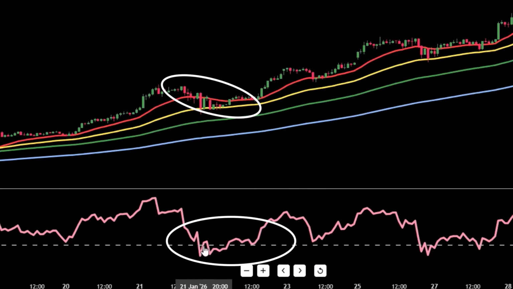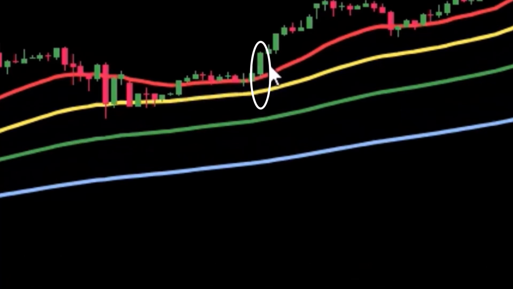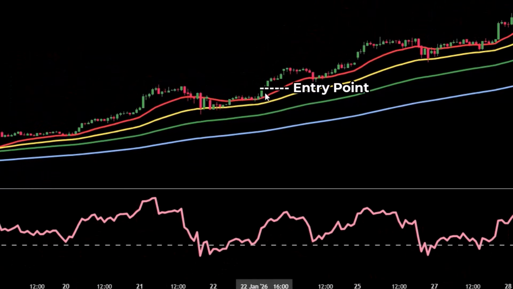Notice how the RSI stays around the 50 level rather than dropping deep into bearish territory. That's a good sign. It tells us buyers are still in control while the market is simply taking a short pause. Now we wait for our final confirmation. A bullish candle closes above the high of the previous candle, showing that buyers may be taking control again after the pullback. That's our entry.